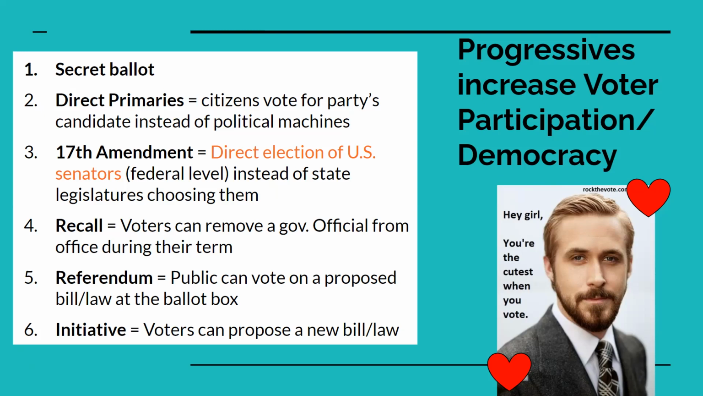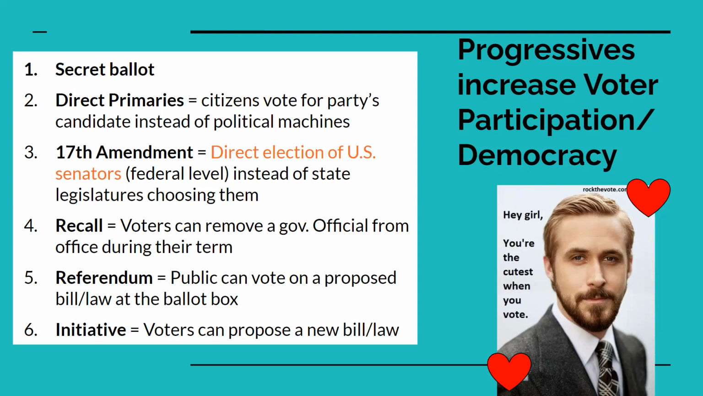Direct primaries put more power directly in the citizens' hands by allowing citizens to vote for a party's candidate for president instead of political machines. The last time we revisited this was back in period 4, when we talked about how King Caucus was replaced by party nominating conventions, which was a step in the right direction. However, that slowly got dominated by political machines. So it was still the heads of the party, really prominent folks, deciding in party nominating conventions, and it wasn't as public as it could have been. So this put it in the hands of the people.